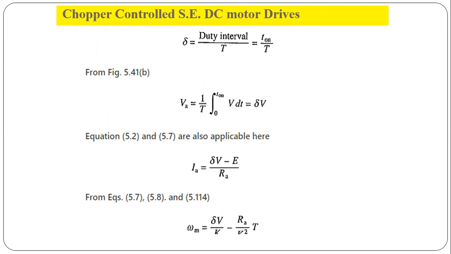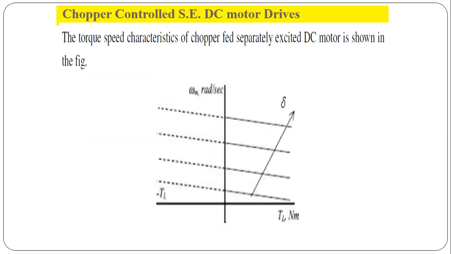So this is all about the concept for the armature current, and from putting this equation, we find the speed: omega m equals delta V upon K minus R_A upon K square into T. From that we can find the value of speed. Now you can see in this figure the torque speed characteristic of a chopper fed separately excited DC motor.